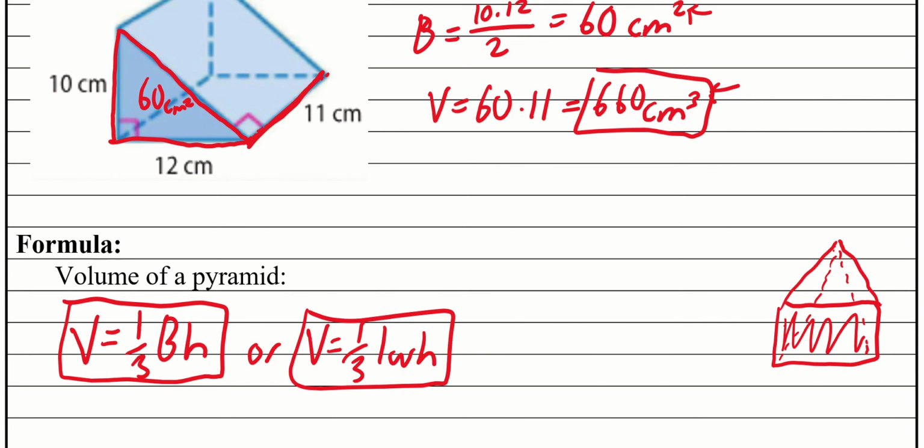Okay, so that's the only difference that you're going to add in when you talk about the volume of a pyramid. It's the same kind of idea, except it's only 1/3 of it, because it's not the entire prism. And then same idea here as well.